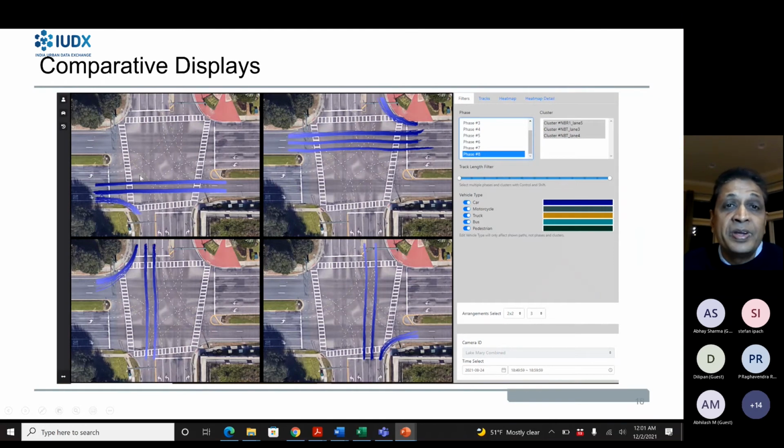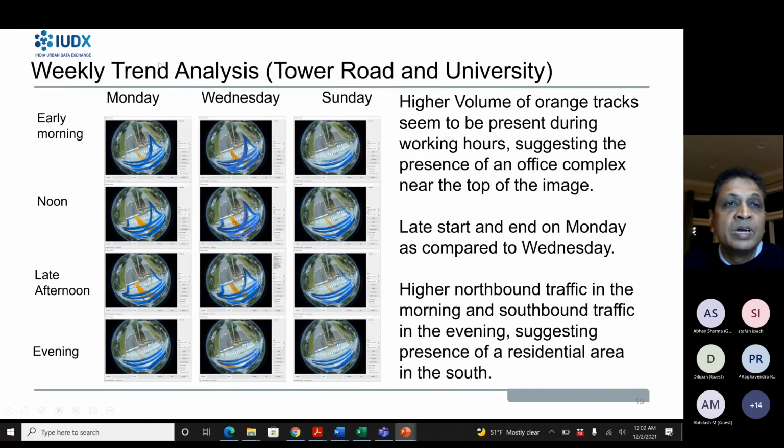So what can you use this for? You can do comparative displays and say what's happening for different phases in a particular hour or a particular day of the week. For example, you can do a weekly trend analysis and divide up my data into early morning, noon, late afternoon, and evening, and do this for different days of the week. I'm just showing 3 of the 7 days. We know that there's a commercial area here where most of the traffic on Sundays does not go, because these are doctors' offices, and no one goes to the doctors on Sundays because they're closed. So you can use this kind of information to do signal timing based on day of the week and hour of the day analysis. And then you can say, well, I know my traffic patterns very well, so I'll assign my times based on that.